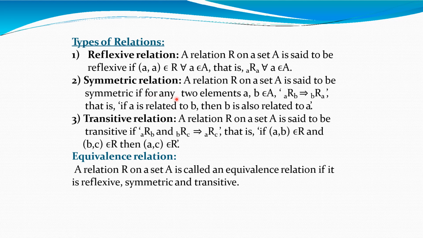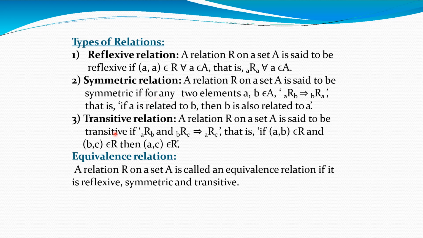Now, second is symmetric relation. A relation R on a set A is said to be symmetric if for any two elements a, b in A, a related to b implies b related to a. That means if a is related to b, then in that case b is also related to a. See the symmetric relation: whenever the ordered pair (a, b) is present in R, then at that time (b, a) must be present in R. And if this is true for all a, b in A, then we say that the relation is a symmetric relation.